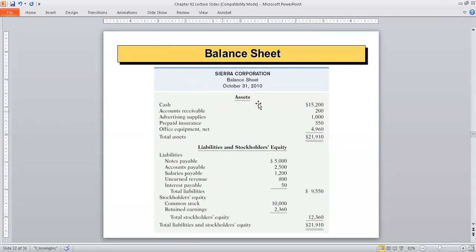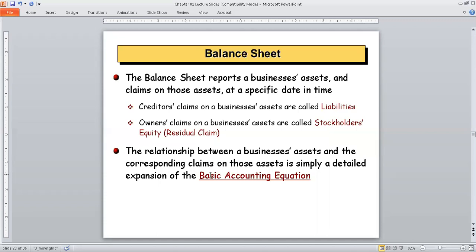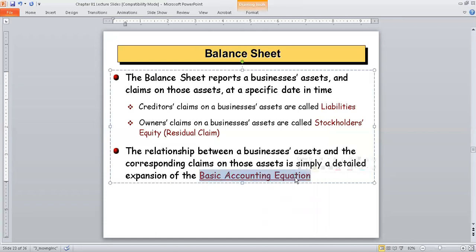This is going to get changed quite a bit in chapter 2. It's going to look very different in chapter 2. This is a very simplified balance sheet. There are not very many classifications on it, which is why it's not very useful. But it is an illustration of one of the most fundamental relationships in accounting. The balance sheet is a big, giant illustration of something that we call the basic accounting equation.